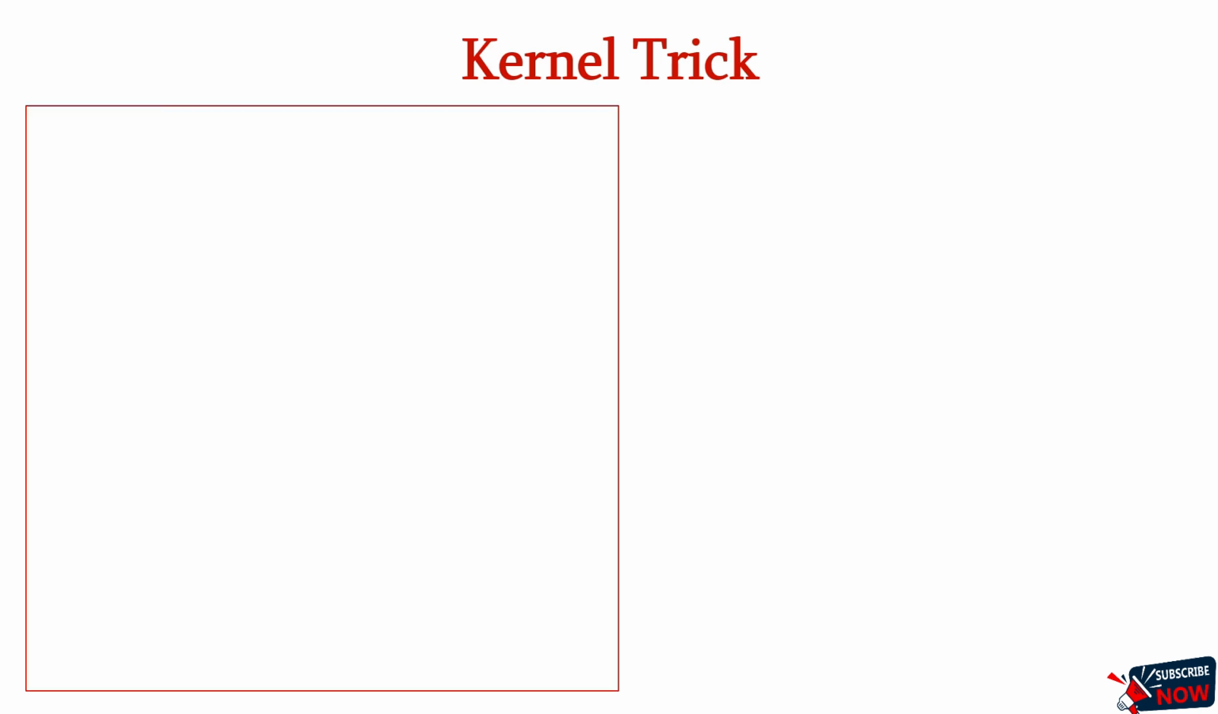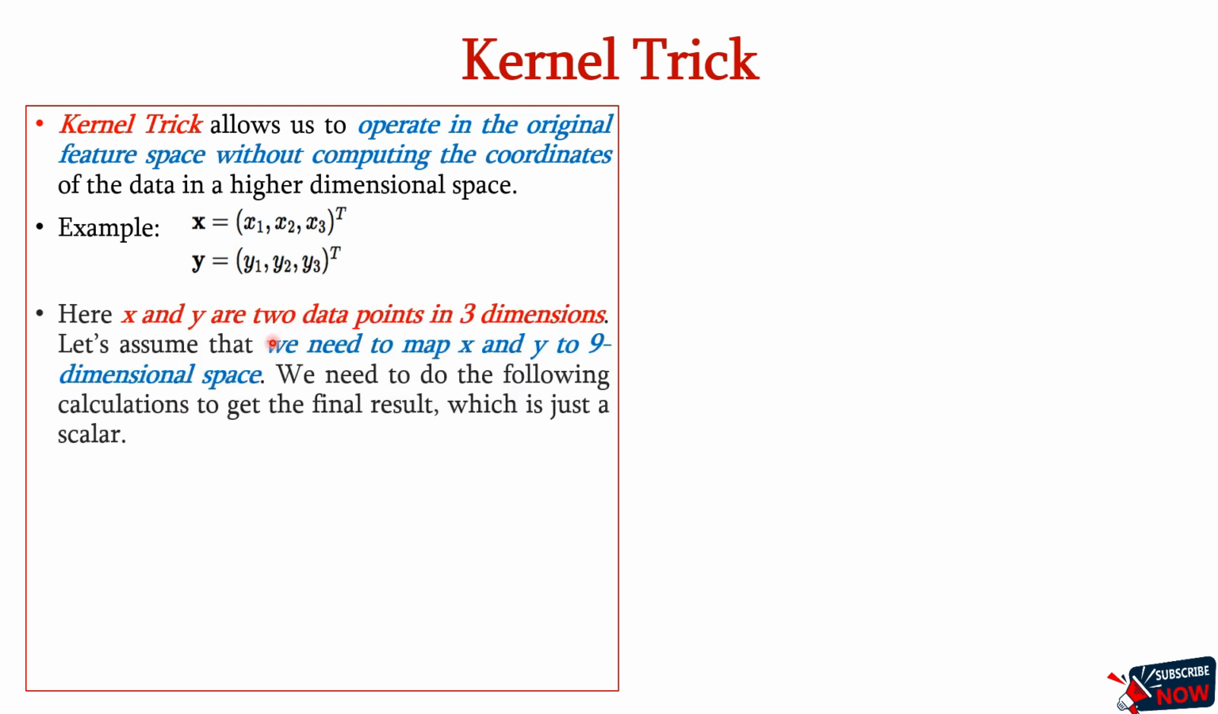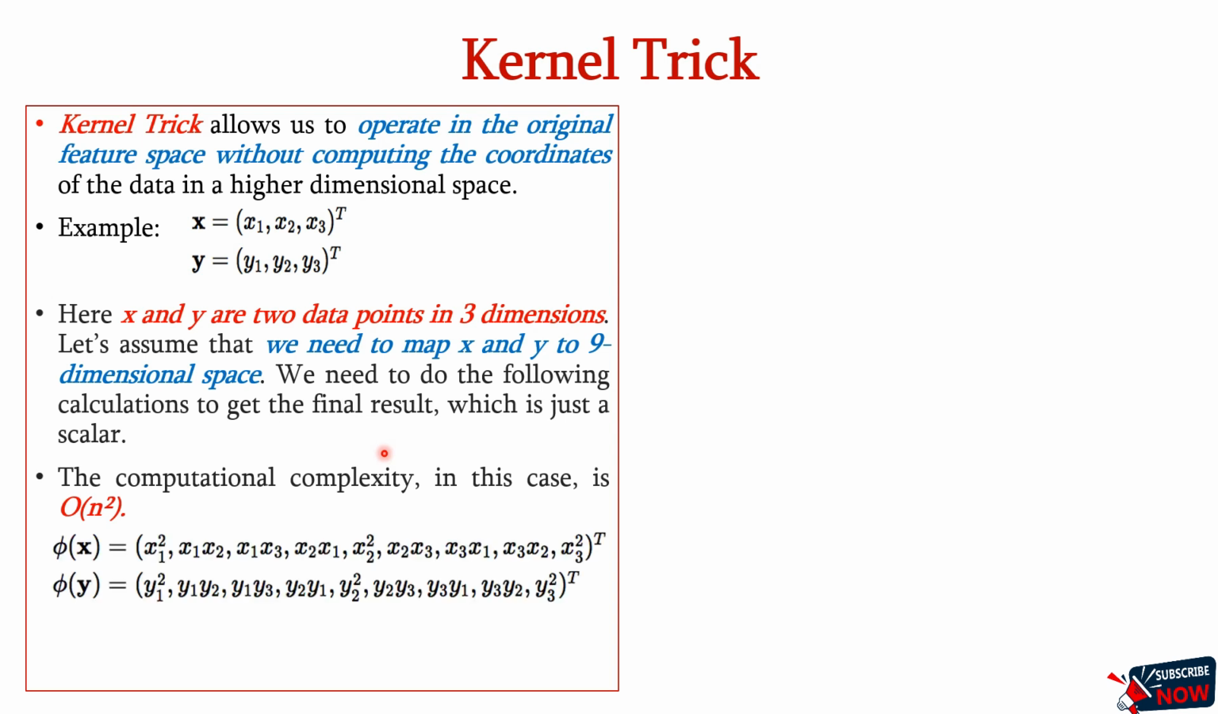Now let us understand the purpose of kernel trick. Kernel trick allows us to operate in the original feature space without computing the coordinates of the data in a higher dimensional space. For example, consider x equal to x1, x2, x3 and y is equal to y1, y2, y3. Here x and y are two data points in 3 dimensions. Let us assume that we need to map x and y to 9-dimensional space. We need to do the following calculations to get the final result, which is just a scalar. The computational complexity in this case is order of n square.